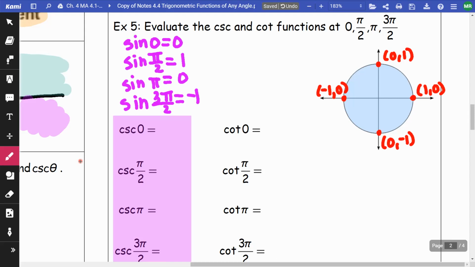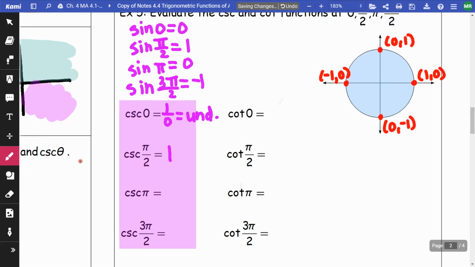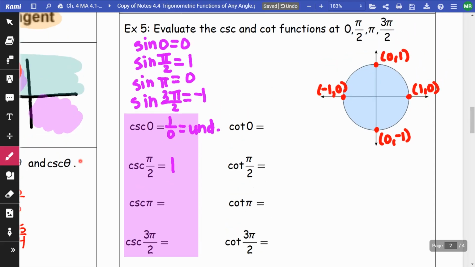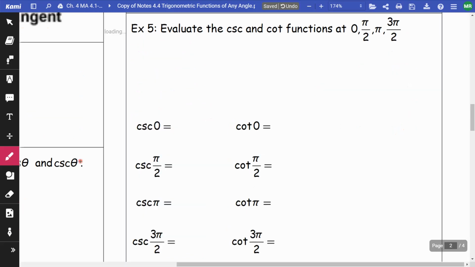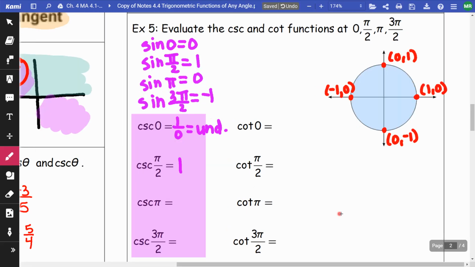So now I'm going to take the reciprocals of these. So this is going to be 1/0, which is undefined. Reciprocal of 1 is 1. The reciprocal of 0, again, is 1/0, which is undefined. And the reciprocal of 3 pi halves is going to be the reciprocal of -1, which is -1.